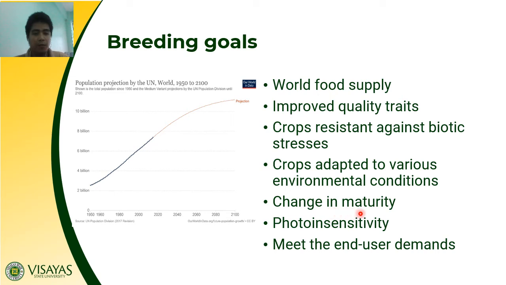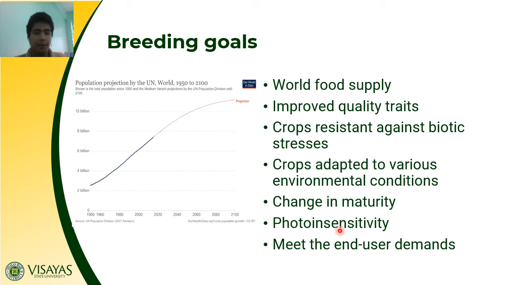Maybe you can also change the maturity of your plant. So from a variety that could yield longer, you want that to be shorter. So you have early maturing, and it's very important because also for food supply, the earlier the harvesting, the better. Also for photo insensitivity. So, say for example, you introduced... By the way, introduction, there will be a topic on that. So I will discuss that in the next couple of lessons.